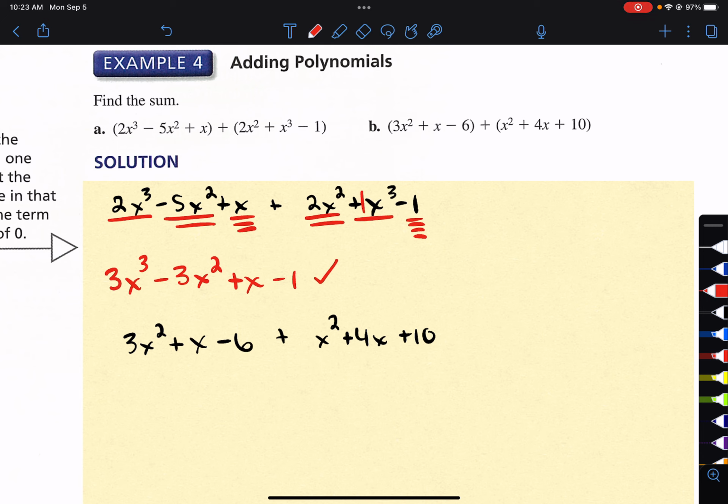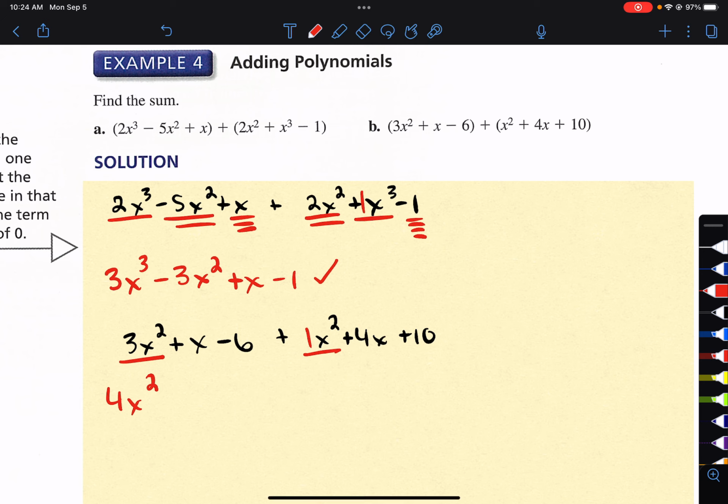Now I want to combine like terms. I want to add all of this together. So I look for the biggest exponent, which is a 2, and I want to find anything with an x squared. There's one more right there. Technically, there's a 1 in front of it, right? So 3x squareds plus 1x squared, that's 4x squared.